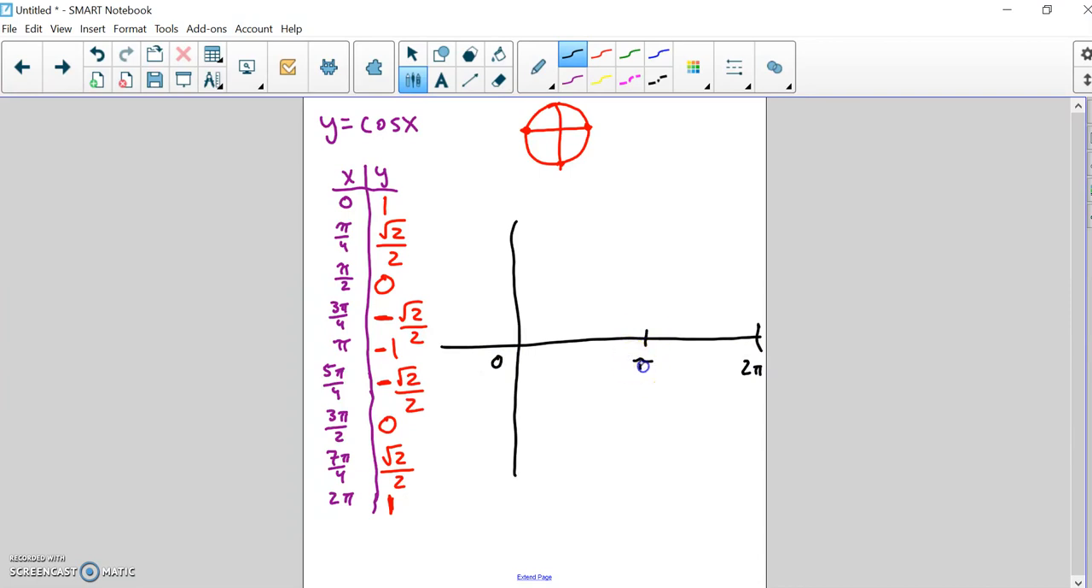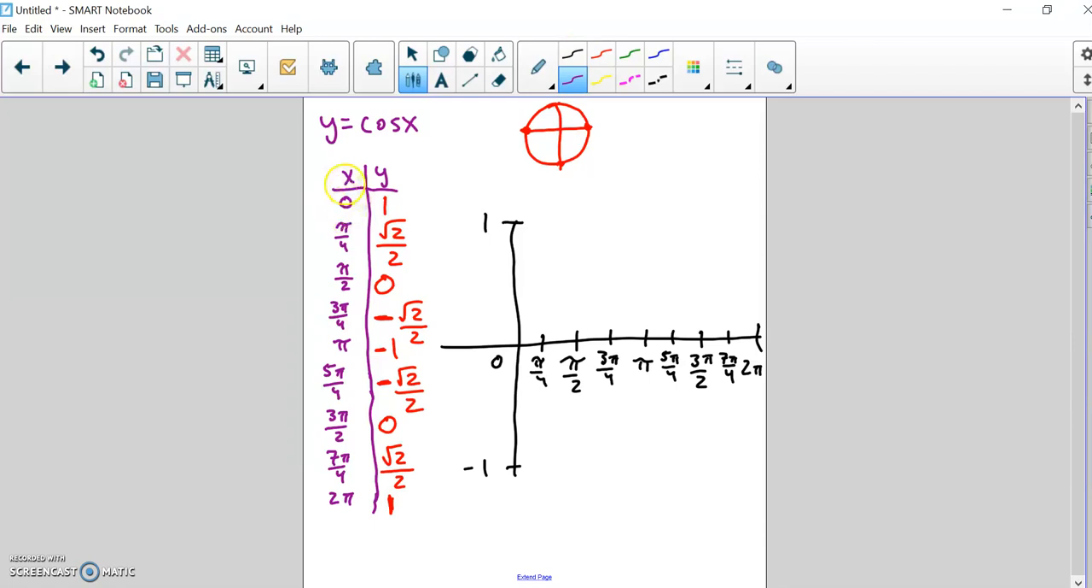Okay, pi is halfway between those. Pi/2 and 3pi/2 are halfway between those. And then there's another point halfway between each one of those. That's our pi/4. So we've got pi/4, 3pi/4, 5pi/4, and 7pi/4. Okay, and once again, our highest value is 1, our lowest value is -1, and we're going to go ahead and plot these and see what happens.